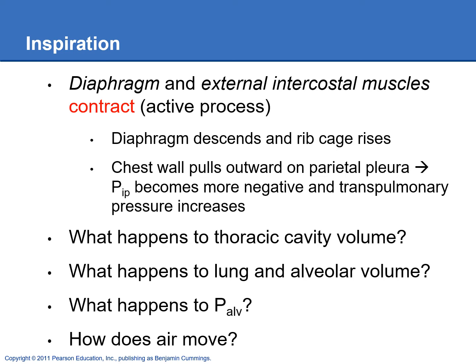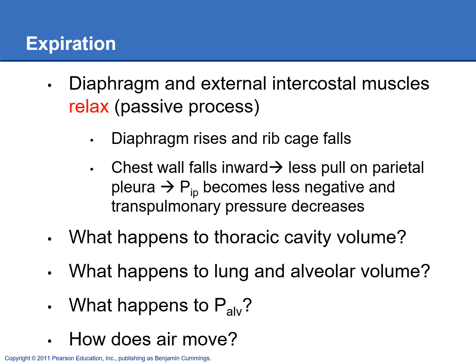So what happens to the thoracic cavity volume? That's going to increase. The lung and alveolar volume will also both increase. And if lung volume is increasing, the intraalveolar pressure will decrease. And so air is going to move into the lungs down the pressure gradient, going from higher pressure outside in the atmosphere to lower pressure inside the lungs.